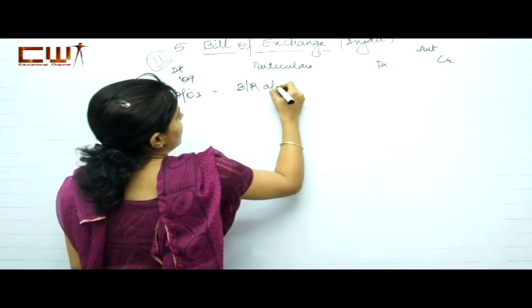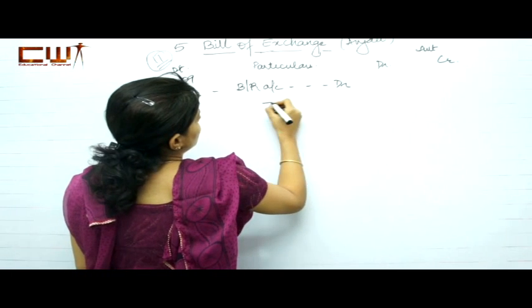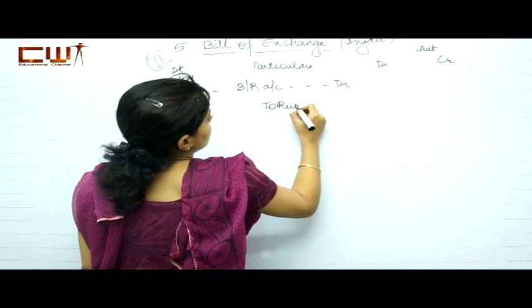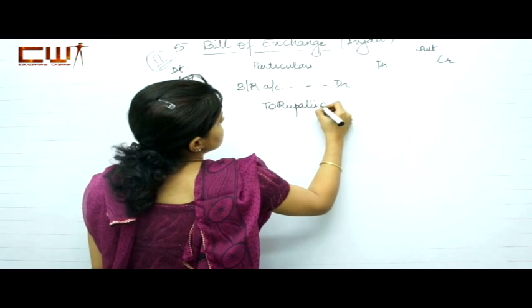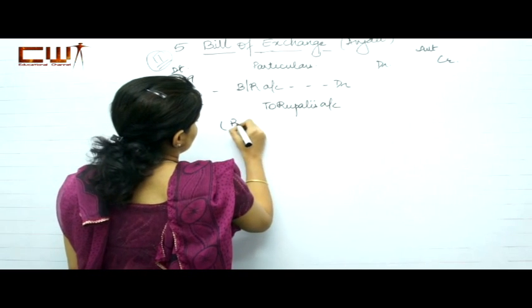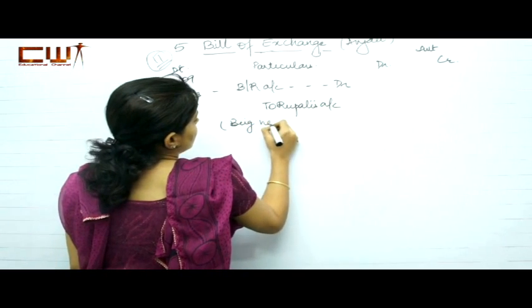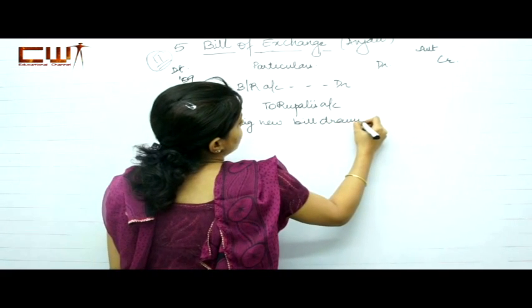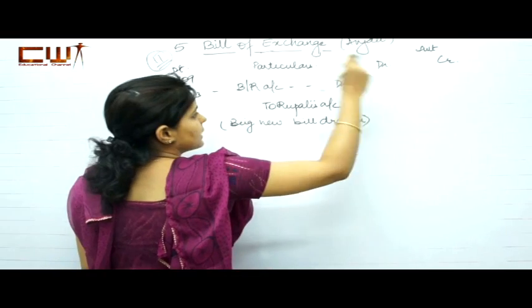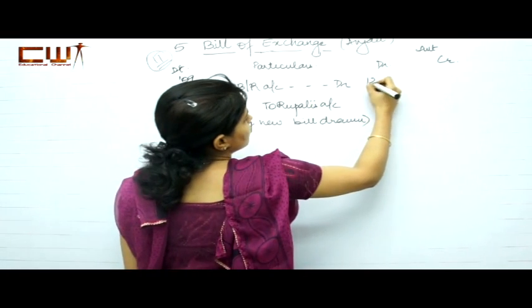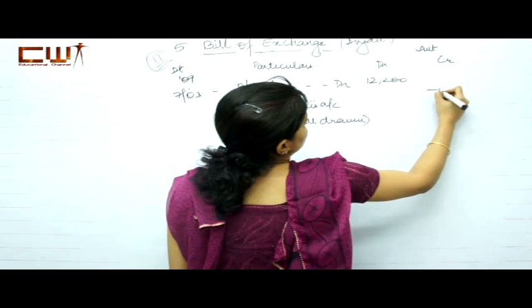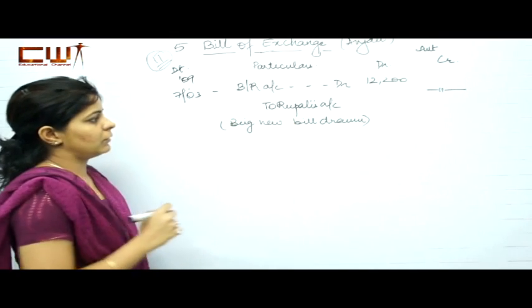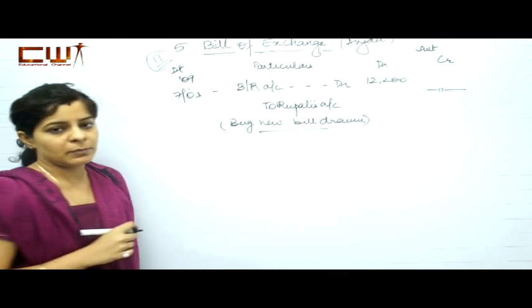Bills receivable account debit to Rupali's account, being new bill drawn or being the bill renewed, whatever. 12,000 is the amount and 200 interest, so total will be 12,200. Alright. Next thing will be what?